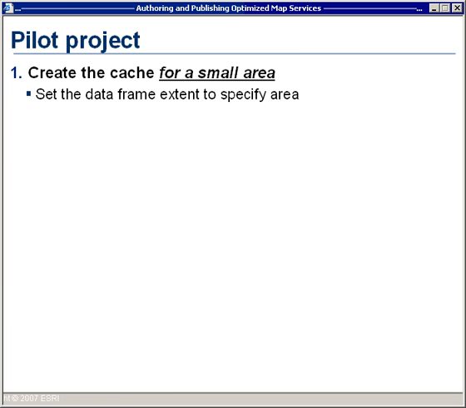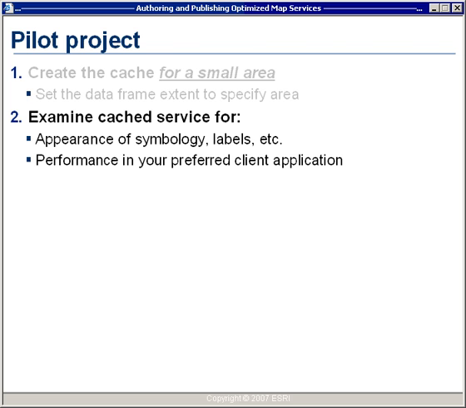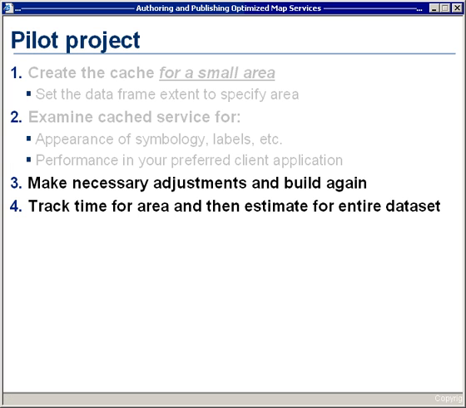So about that pilot project, create a cache for a small area of your data first. You can specify this area using the data frame extent setting I spoke of a few moments ago. Examine the cache for the appearance of your symbology, labels, and performance in your preferred client application. Make any necessary adjustments and rebuild that small area. Track the time for generating it, and that way you will be able to estimate the time and storage space for the entire data set.